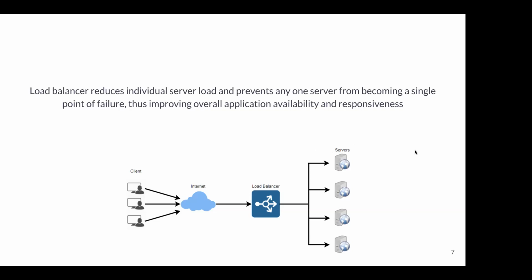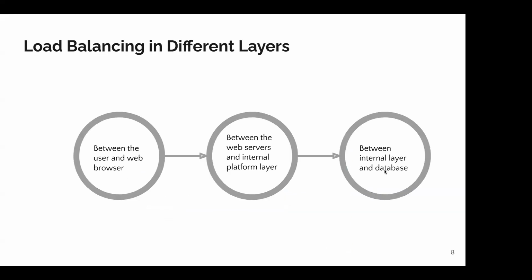Typically, to achieve maximum scalability, you can put load balancers in multiple layers. Whenever there is a distributed system and you have multiple servers, you can put a load balancer before them. Can you move on to the next slide, Sneha? So what are the different layers in which you can put the load balancer? You can put it between the user and the web server. You can also put it between the web server and an internal platform layer. And you can also put it between the internal layer and the database.